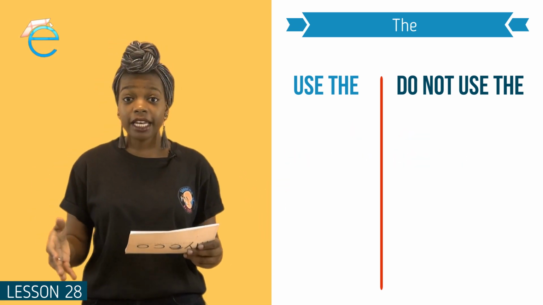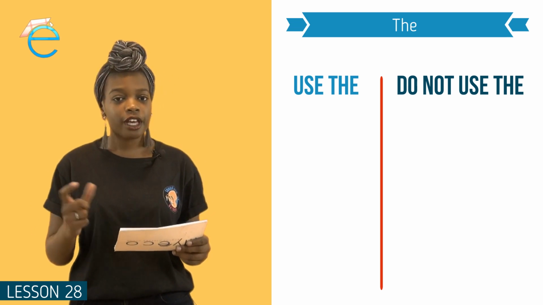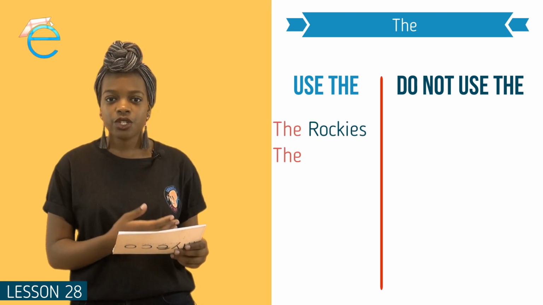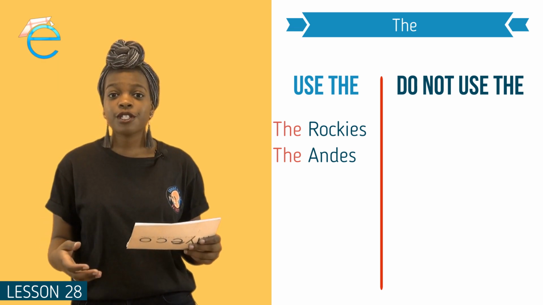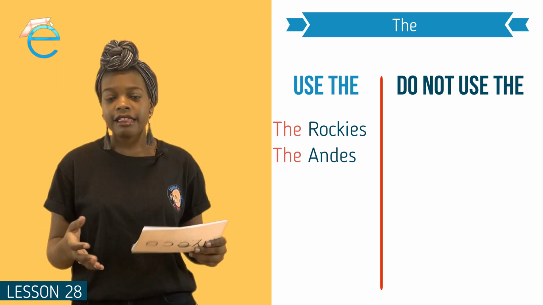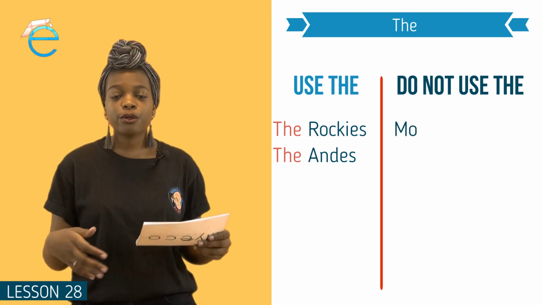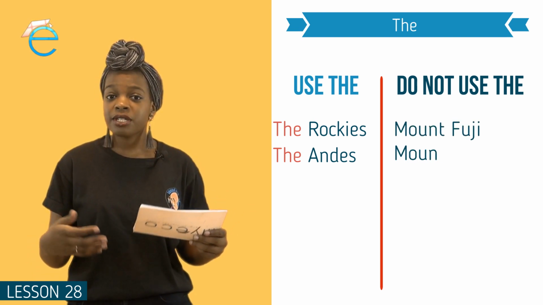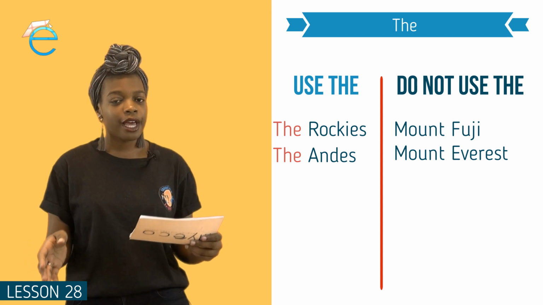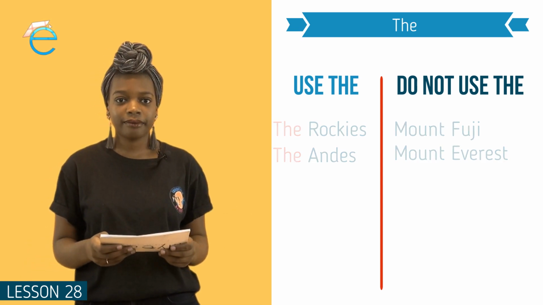For a group of many mountains, we're going to put the article the before, like the Rockies or the Andes. But if we're speaking about just one mountain, then we're not going to put the in front of them. For example, Mount Fuji or Mount Everest. There's no need for an article before that.